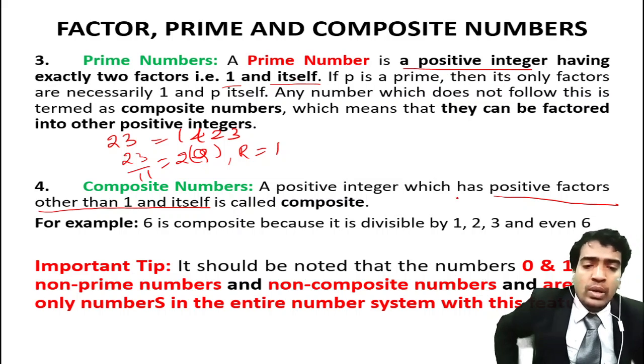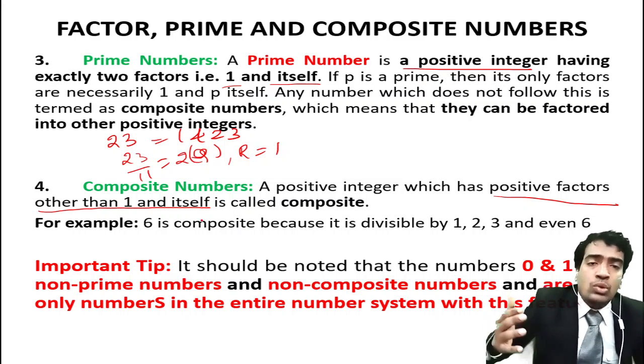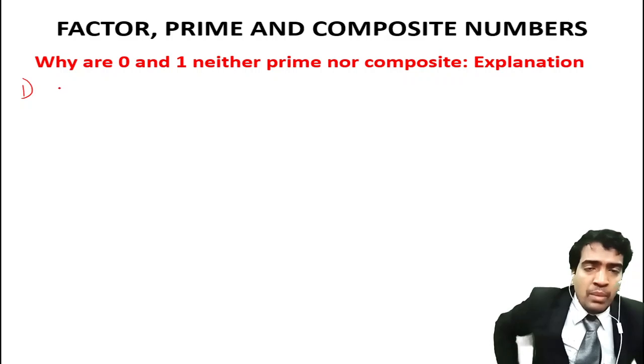Let us look at the definition of a composite number: a positive integer which has positive factors other than 1 and itself. In addition to 1 and itself, there should be another positive factor, and then it is called a composite number. Let us look at this explanation of why 0 and 1 are not prime or composite.